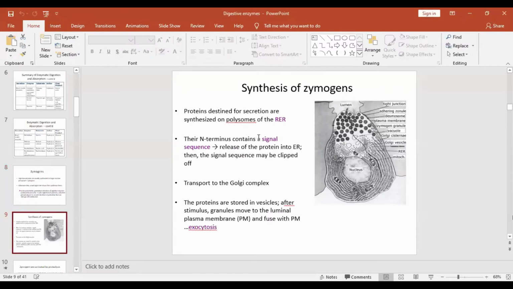Zymogens, as well as proteins that are subjected to different target sites, have a signal sequence, an N-terminal signal sequence. This is important. The N-terminal signal sequence gives the direction where the proteins should be driven. The N-terminal contains the signal of the newly synthesized protein, which in today's case are the zymogens.